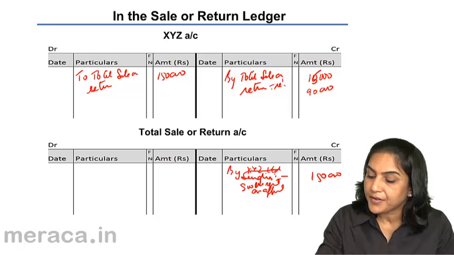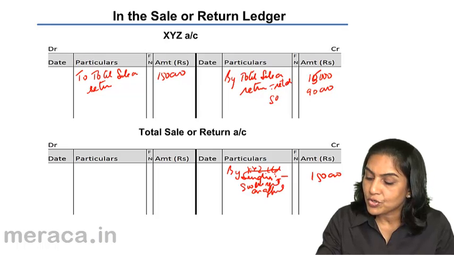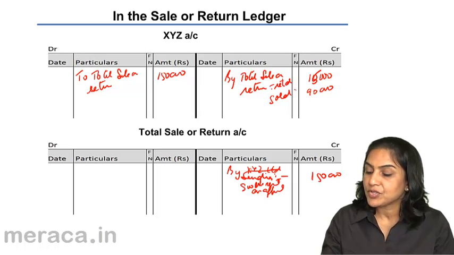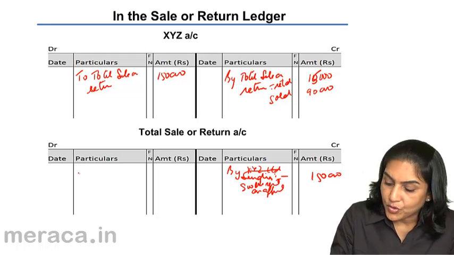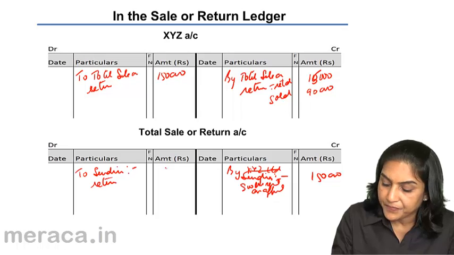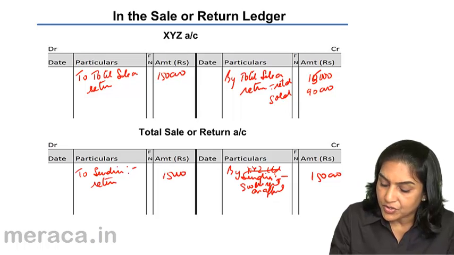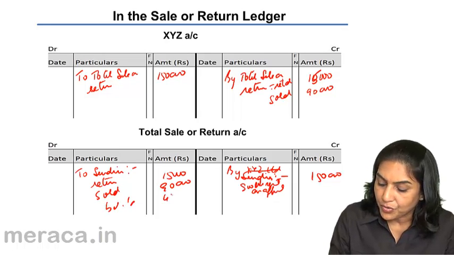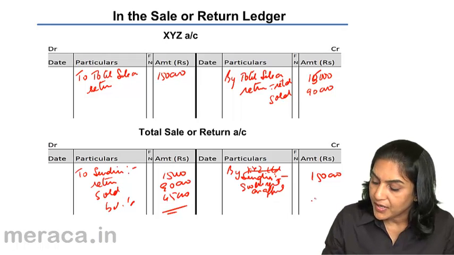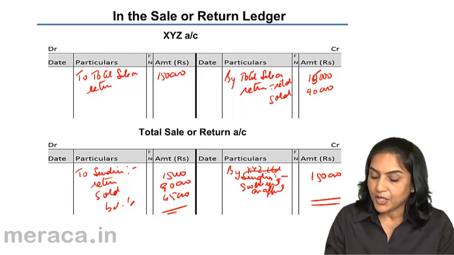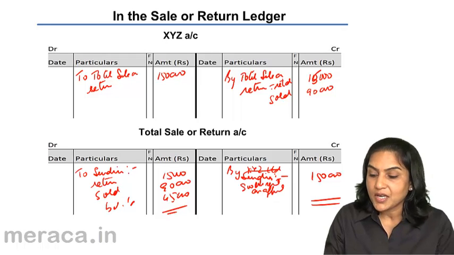This is returned and this is sold. 90,000 sold and 15,000 returned. Total sale or return account would be debited to sundries, returned 15,000, sold 90,000. Again, balance carried down would be 45,000, indicating the total value of goods lying with the customers.